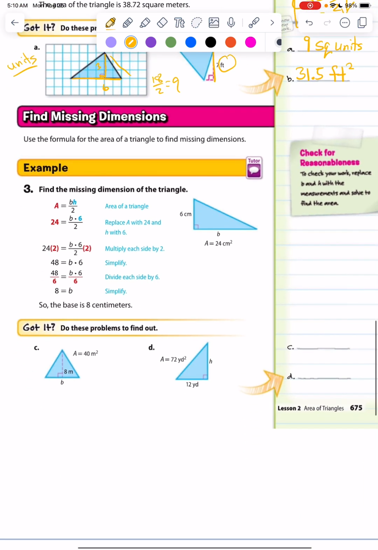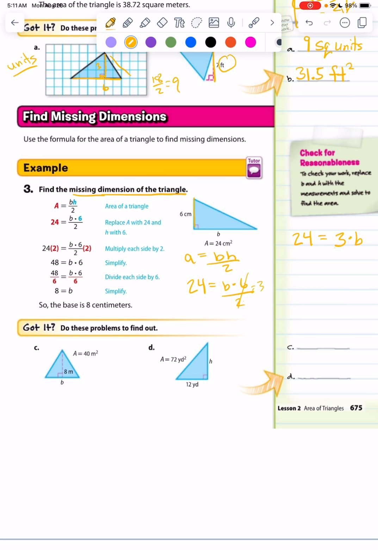All right, let's try another one. This one is a missing dimension. But remember, we have our formula. Area equals base times height divided by 2. So we're just going to plug it in. What's our area? 24. Excuse me. And what do we know? We know the height. So base times 6 divided by 2. All right. So we know that 6 divided by 2 equals 3. I'm going to move over here. 24 equals 3 times the base.